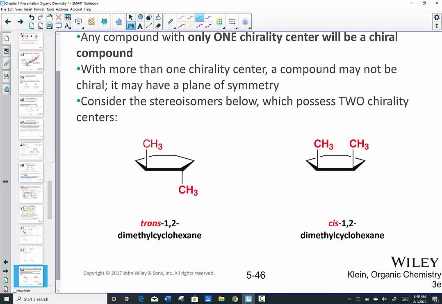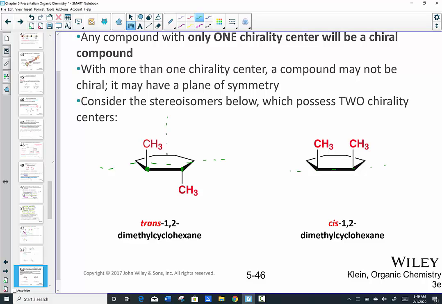Consider these two structures. They both possess two chiral centers. These are stereoisomers, which possess two chirality centers. One, of course, would be where the methyl groups are one above and one below the plane of the ring. So that's the trans configuration. And here we would have where both of these are above the plane, so they're in the cis configuration.